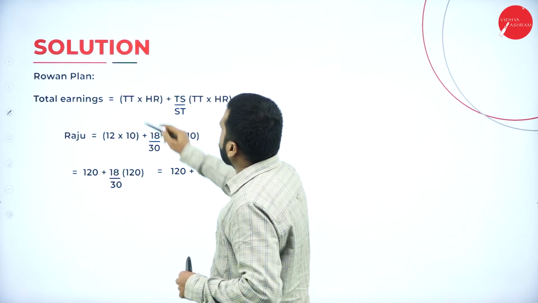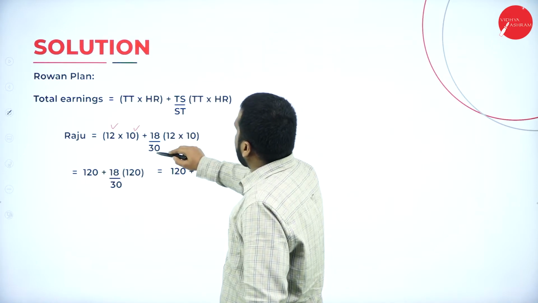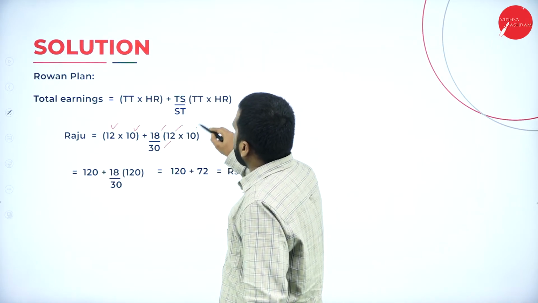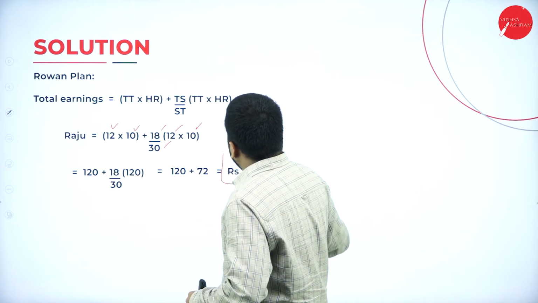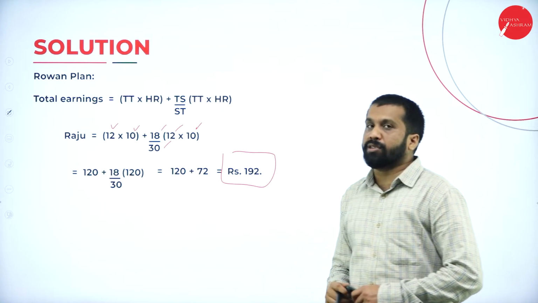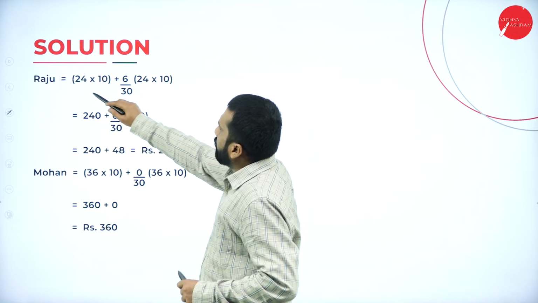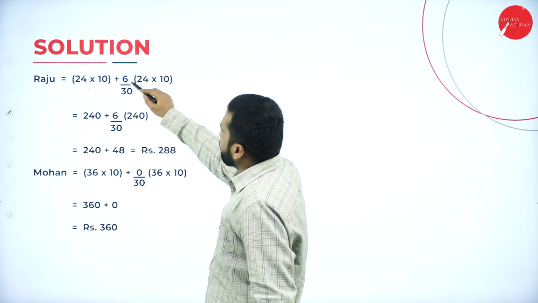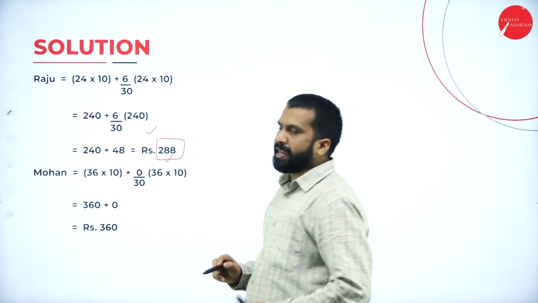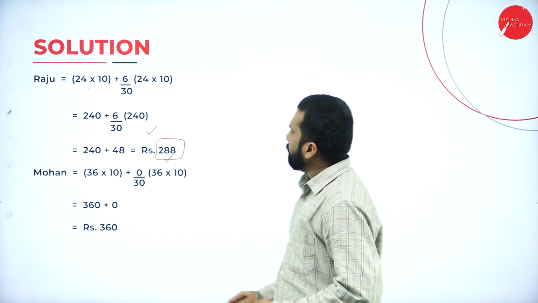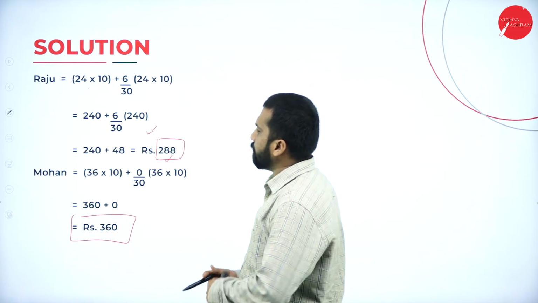Similar, same calculation: time taken into hourly rate plus time saved divided by standard time, time taken into hourly rate. Now calculate, you will get 192 as your answer. Similarly, for the second person, 24 into 10, 6 by 30, simplify, you will get 288. Similarly, for Mohan, if you do simplification, you will get 360 as the answer.